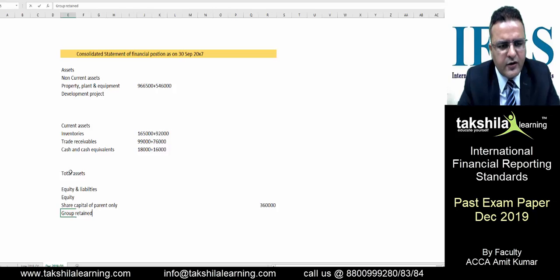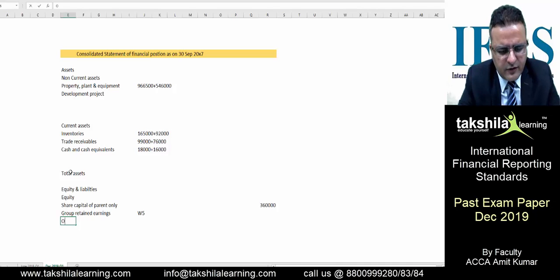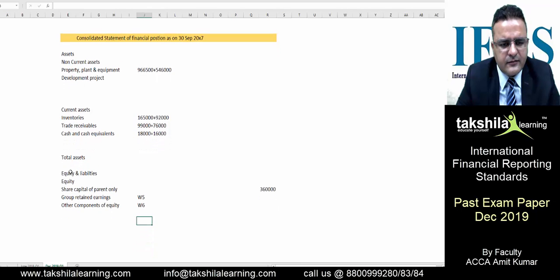We'll do a working relating to it. You can write working note number 5. We'll be taking the figure from working note number 5. Then there are other components of equity. So if there is other components of equity, you can give a note number 6 to it, and we'll create a separate note for it.